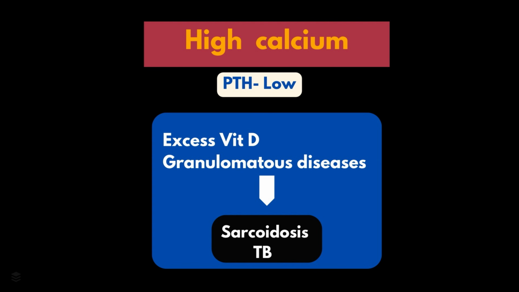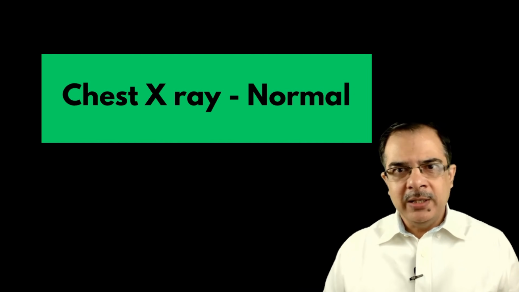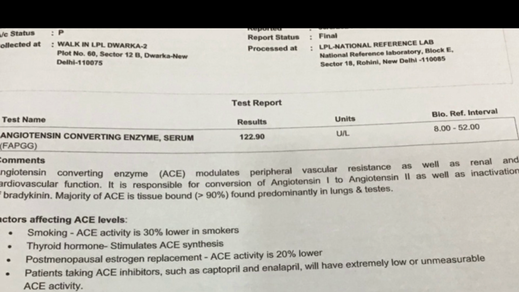Coming back to this flow chart again, the patient has high calcium, and vitamin D levels were high. So our main suspected condition was granulomatous disease, sarcoidosis or tuberculosis. To differentiate sarcoidosis or tuberculosis, the next step should be a chest X-ray. Chest X-ray was normal, but chest X-ray can be normal in sarcoidosis or in tuberculosis. So we got the ACE levels done. ACE level came out to be high. ACE levels are high in any granulomatous disease, like sarcoidosis and also tuberculosis.